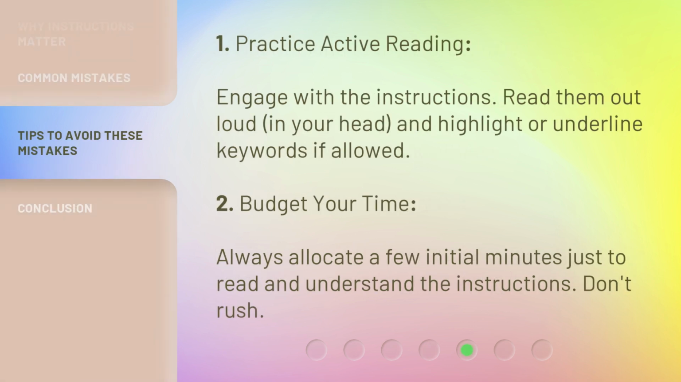1. Practice active reading. Engage with the instructions. Read them out loud, in your head, and highlight or underline keywords if allowed. 2. Budget your time. Always allocate a few initial minutes just to read and understand the instructions. Don't rush.